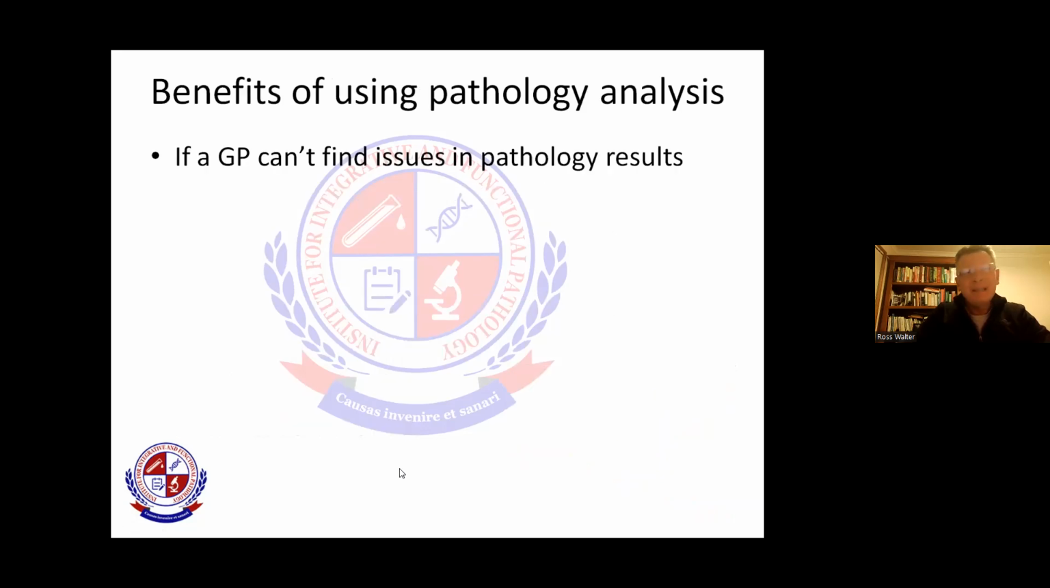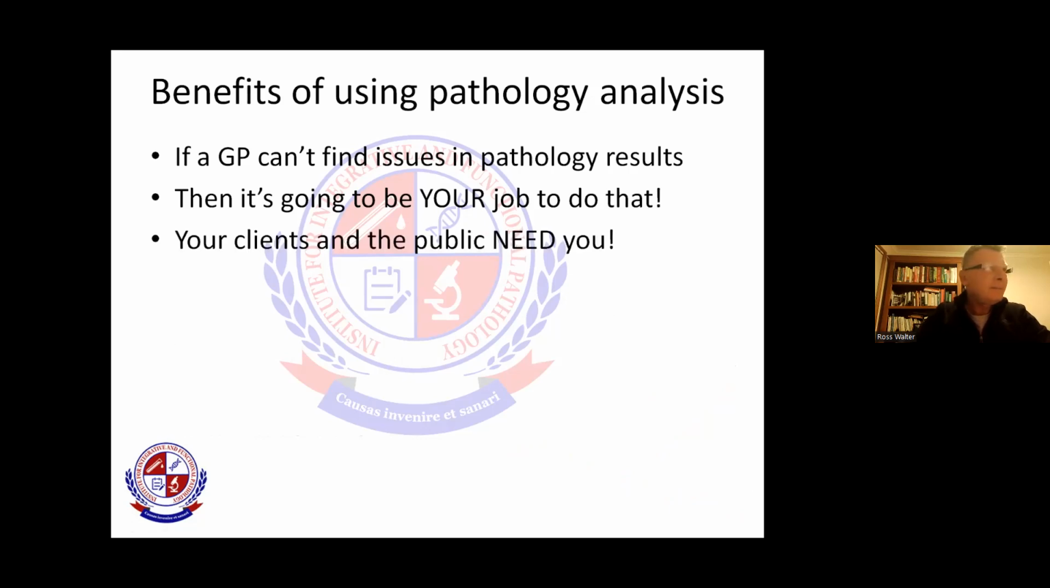So maybe to summarize this section, if the GP can't find any issues in your pathology results or your patients' or your clients' pathology results, it's going to be up to you. You have to be able to analyze those bloods and find what's going wrong with them. And you can absolutely do that. That's the training that we give you to be able to do that.